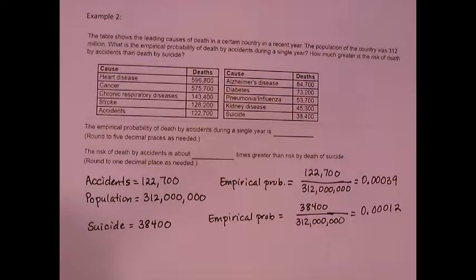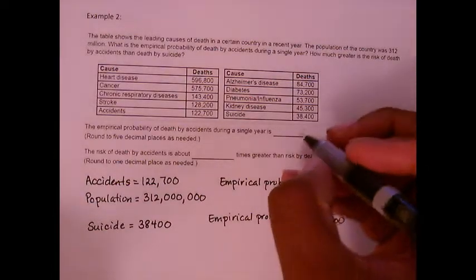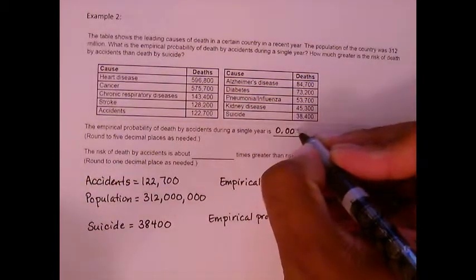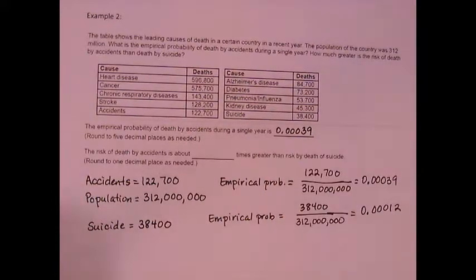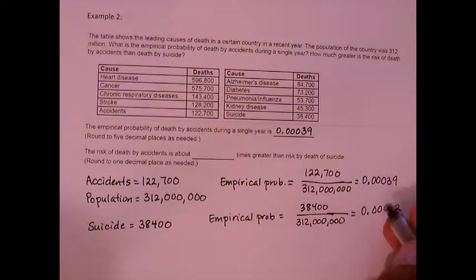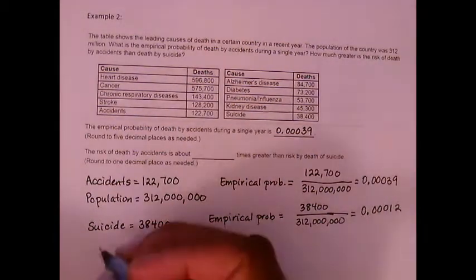Okay. Now I need to find out what that empirical probability was, because I want to find out how much greater is, let's see, the empirical probability of death by accidents in a single year. That's the 0.00039. Okay, now we want to find out how much greater is the risk of death by accidents than death by suicide. I'm just going to divide these two together.